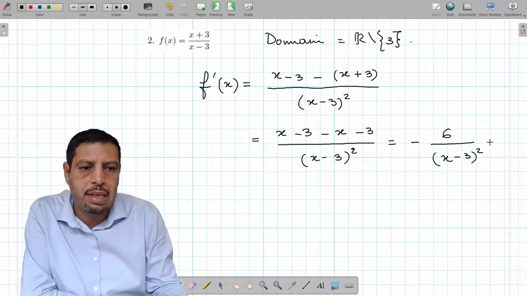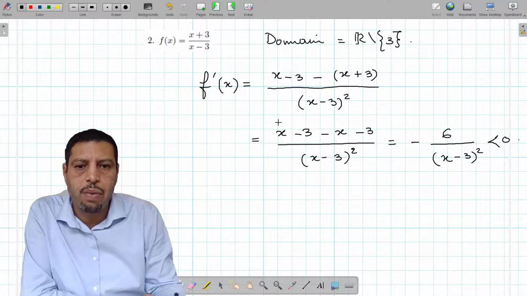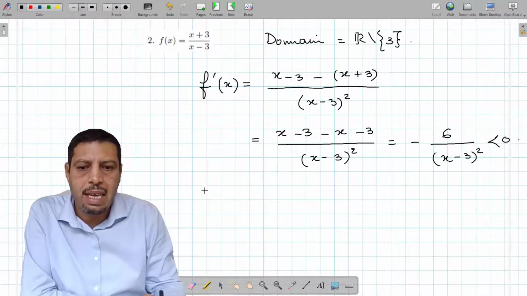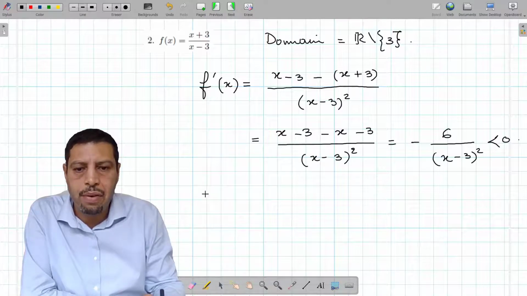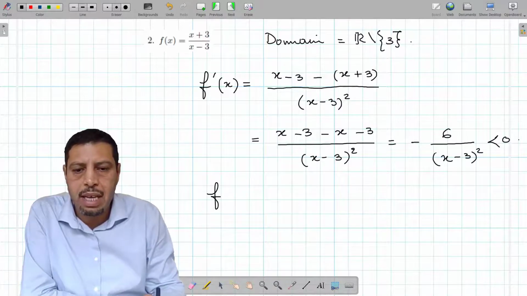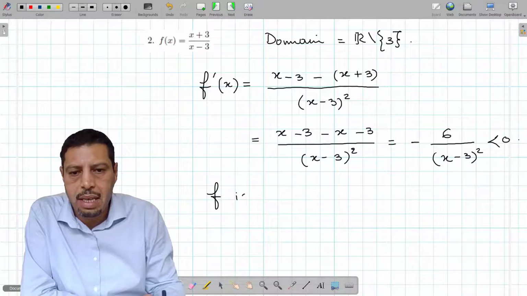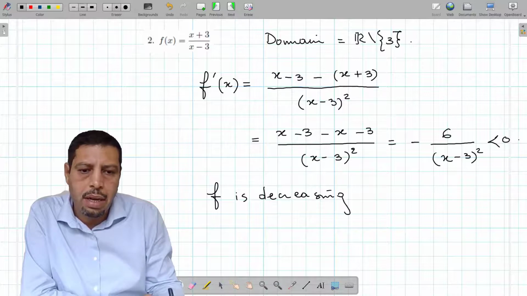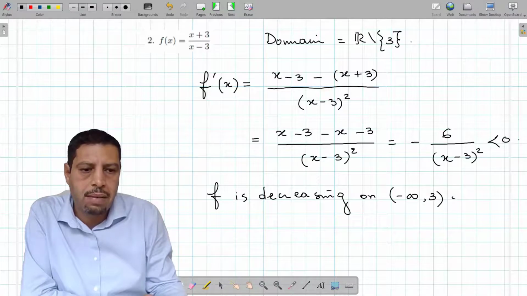And this quantity is always negative. So we found that f prime is always negative. Since f prime is always negative, therefore f will be decreasing over its domain. So f is decreasing on, using interval notation, negative infinity, 3 and 3, infinity.